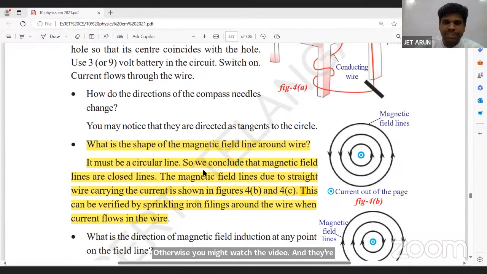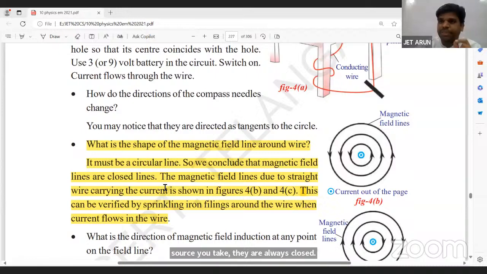All right. Now let's look at the shape of the field line around a long straight conductor. Long straight conductor is very important. What is the shape of the magnetic field line around a wire? It must be circular lines. So we conclude that magnetic field lines are closed lines. Again, magnetic field lines are always closed, no matter what kind of source you take, bar magnet, solenoid, toroid, anything, any source you take, they are always closed.